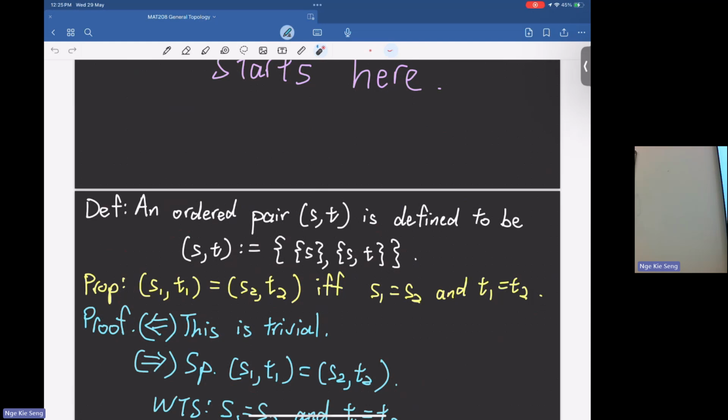Because you cannot differentiate, for example, (1, 2) and (2, 1). Is it clear why you cannot differentiate (1, 2) and (2, 1)? Okay, Brian, why can't you differentiate (1, 2) and (2, 1) in question 1?